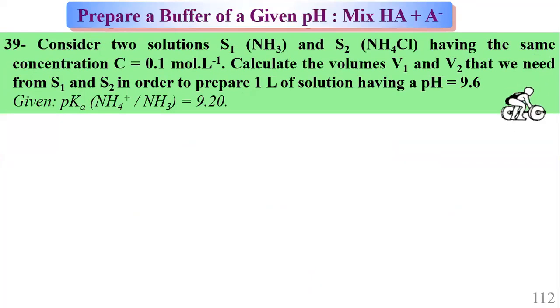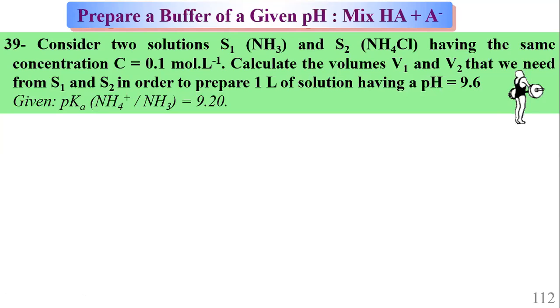Number 39. Okay, again, we're still preparing now a buffer by mixing an acid and its base in certain amounts, okay? Consider two solutions, an S1, which is ammonia, and an S2, which is ammonium chloride. Again, ammonium chloride is a salt, remove the Cl, so ammonium. So I have two separate solutions. They have the same concentration. They're asking, calculate the volumes V1 of ammonia and V2 of the ammonium that we need from solution 1 and 2 in order to prepare a 1 liter solution having a pH of 9.6.